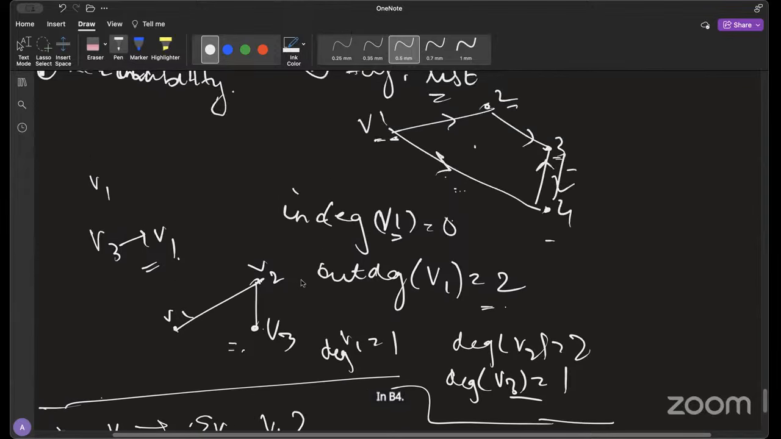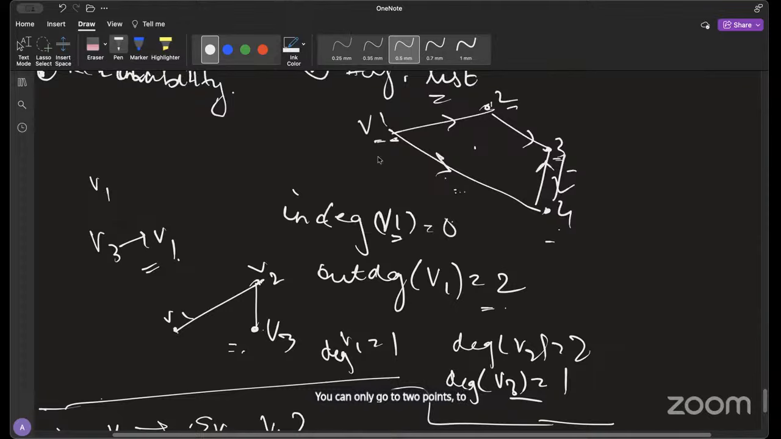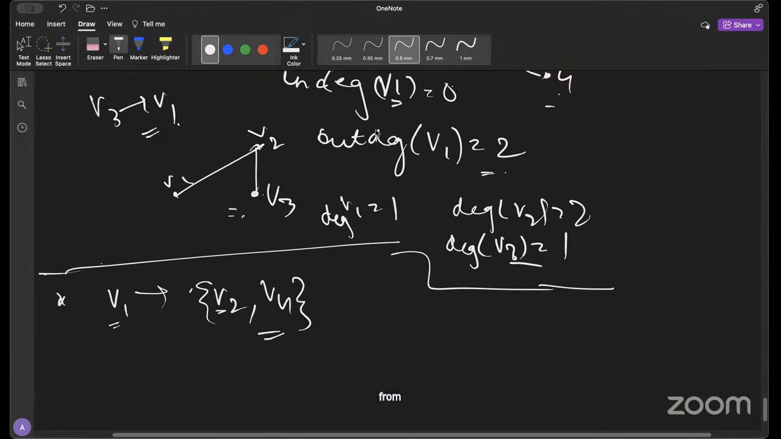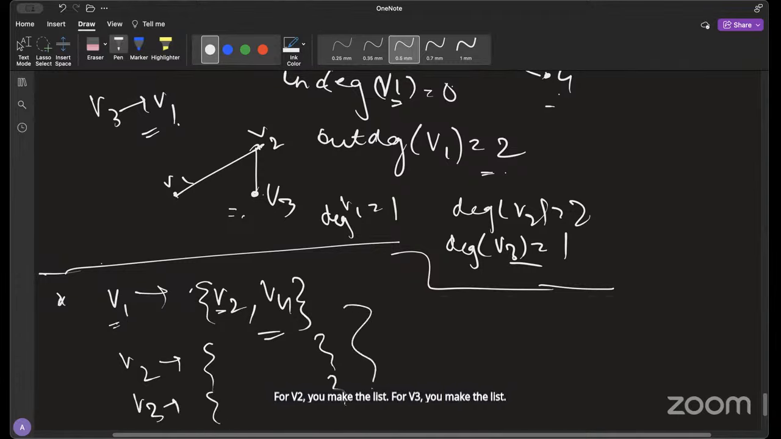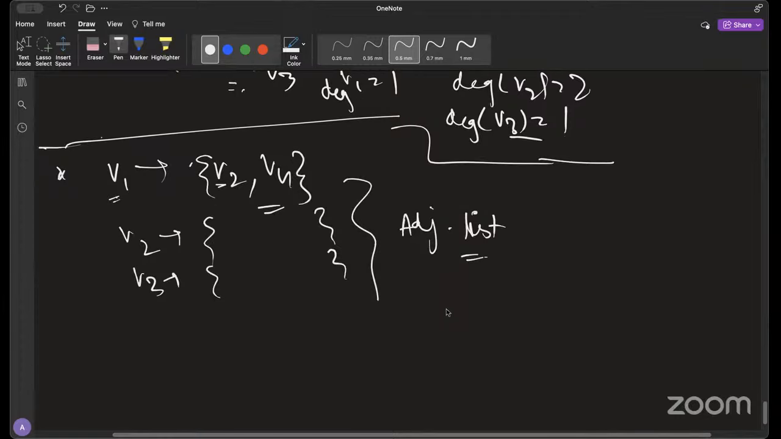You can only go to 2 points, V2 and V4, from V1. And then similarly, you do it for the other ones. For V2, you make the list. For V3, you make the list. So this collection is called an adjacency list. Okay, ma'am. Okay.